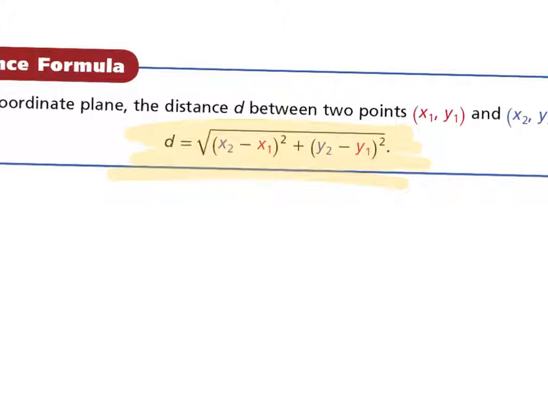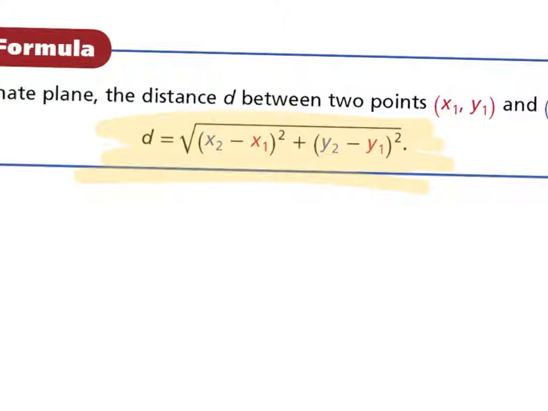Remember, you have a quiz on Monday. So the distance formula is the square root of x2 minus x1, and that's squared, plus y2 minus y1, and that's squared. We're going to do examples using this formula in the next.